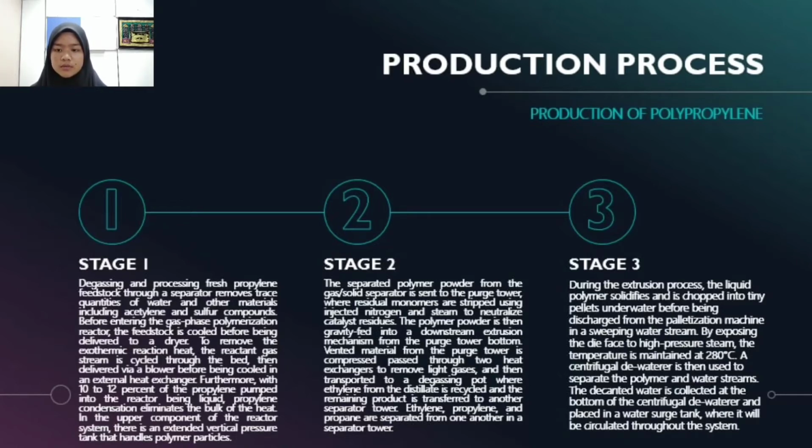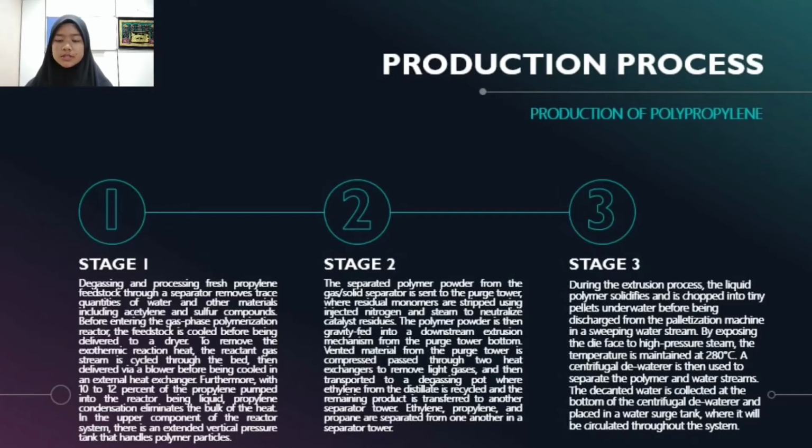Vented material from the purge tower is compressed, passed through two heat exchangers to remove light gases and then transferred to a degassing pot where ethylene from the distillate is recycled and the remaining product is transferred to another separator tower. Ethylene, propylene, and propane are separated from one another in a separator tower at stage 3.